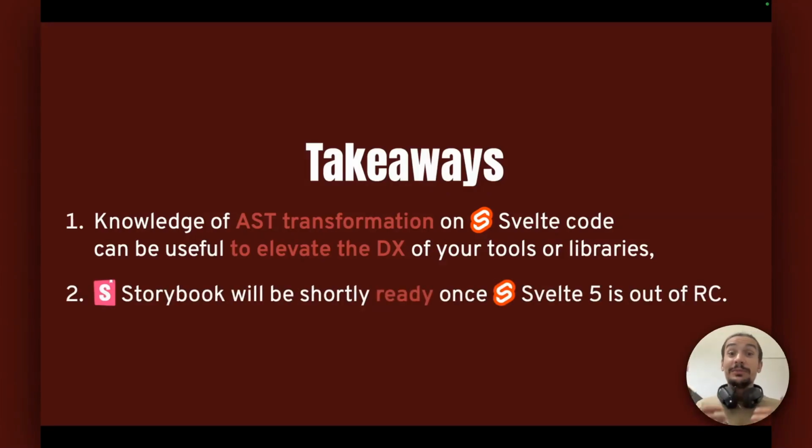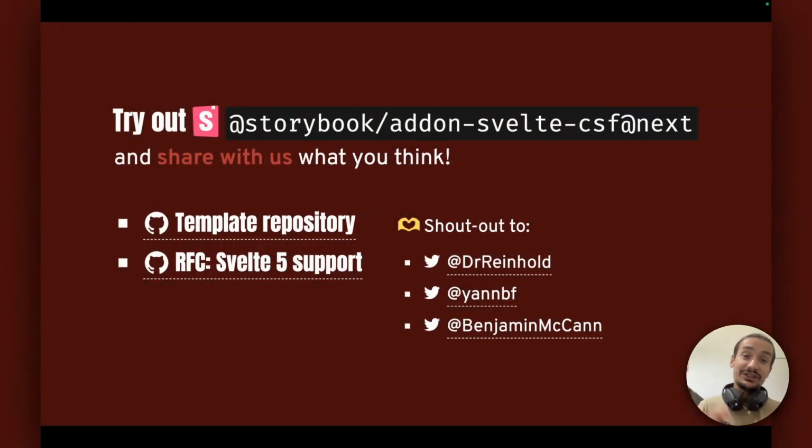And lastly, I want to build some excitement, because as soon as Svelte 5 is out of the RC, which I hope is soon, then the Storybook add-on to help you write stories in the Svelte format will shortly be ready. And by the way, you're going to have support for the legacy API, so you can still have the stories in the old syntax, because they are supposed to still work. We got your back there, and you can already try it out in the next version of Storybook. So if you have the time and opportunity to try it out, please do share with us what you think. Thank you.